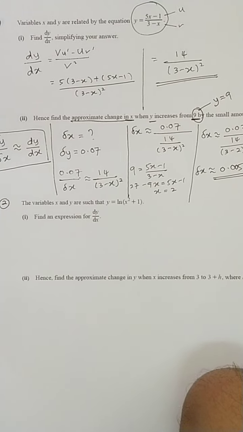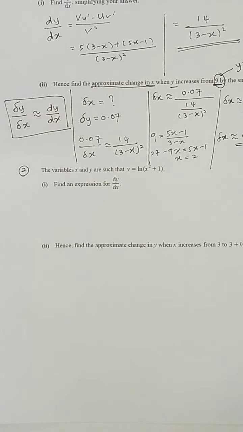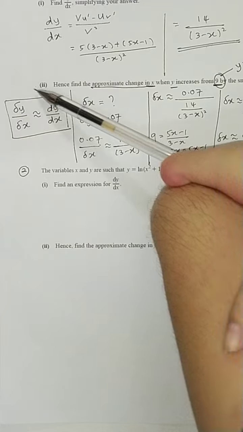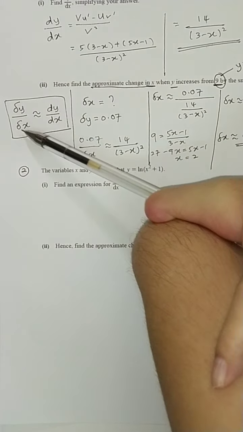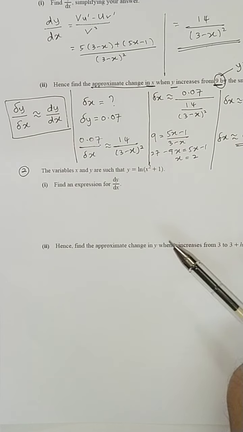Okay, next question. Just remember the formula that we need to apply in this approximation is this: delta y over delta x is approximately dy over dx. Just manipulate this. Okay, let's try the next question.